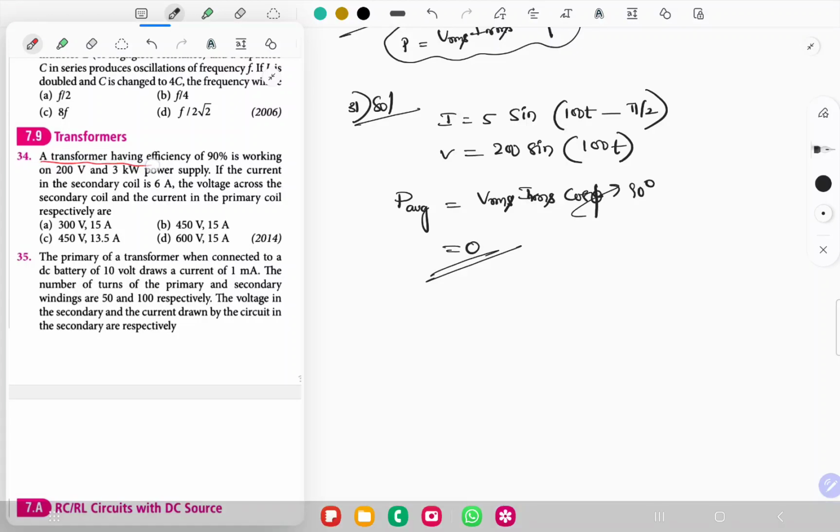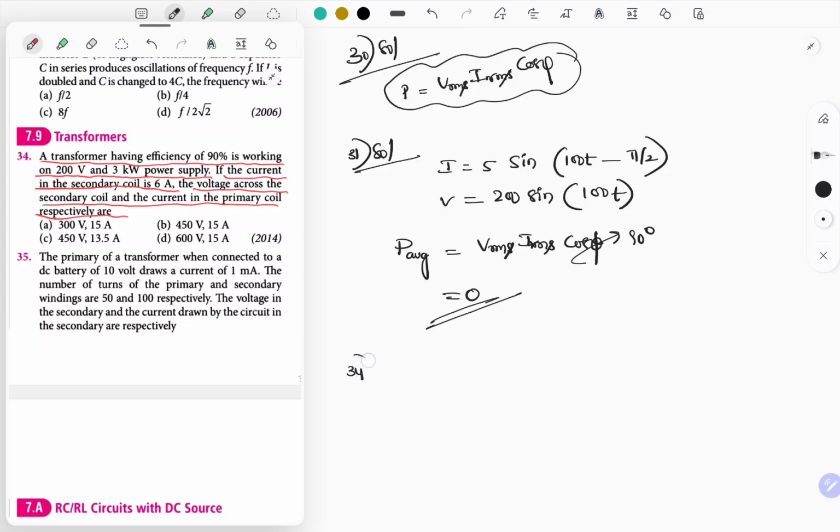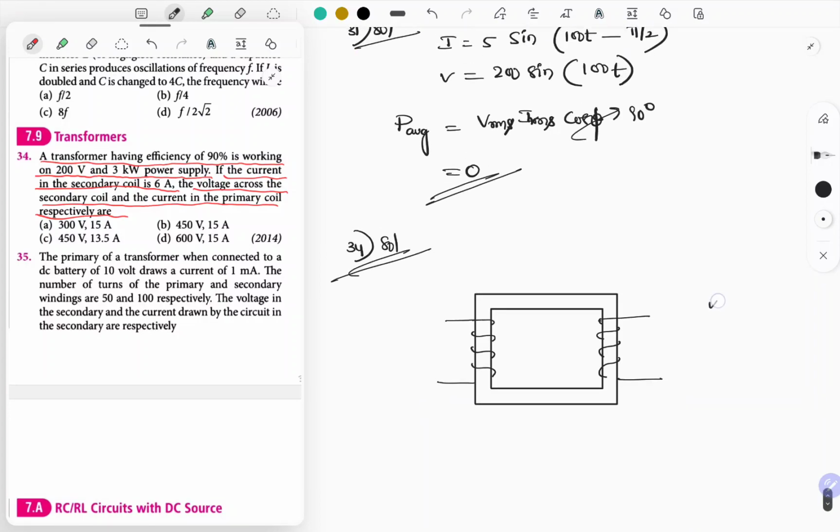A transformer having efficiency of 90% is working on 200 volt and 3 kilowatt power supply. If the current in the secondary coil is 6 amperes, voltage across the secondary coil and current in the primary coil respectively are. So they are asking voltage across the secondary coil and current in the primary coil. Let's answer this. Observe the given data. They gave input voltage, right? Transformer having 90% efficiency.